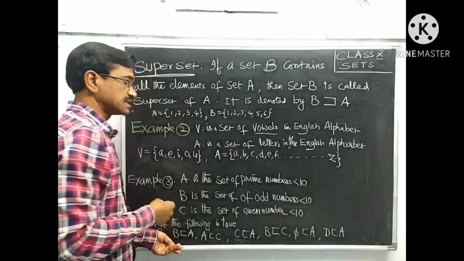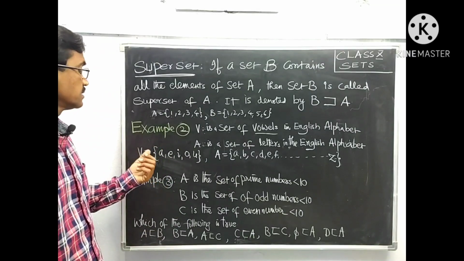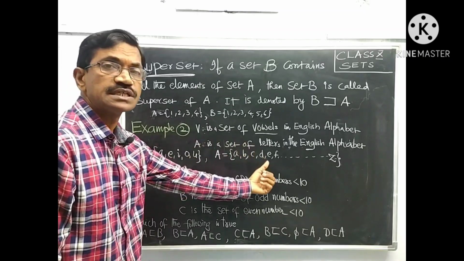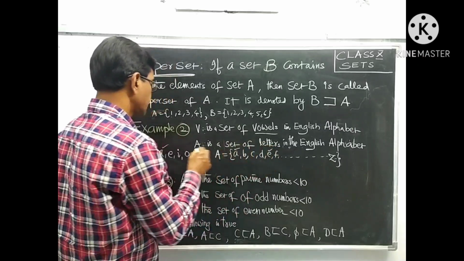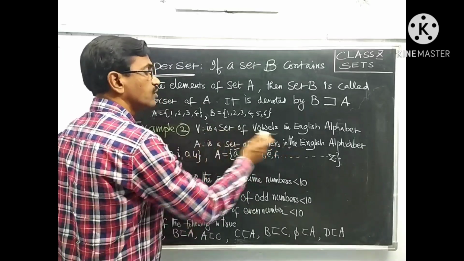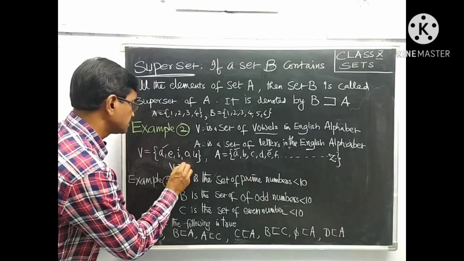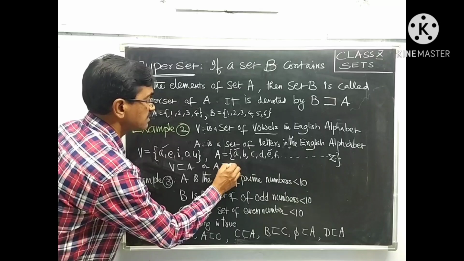So, all 26 letters. Every element of set V, that means A, E, I, O, U, also belongs to this set. Here is A, here also A; E is there. Similarly, I, O, U are also there. Therefore, V is called a subset of A, or A is called a superset of V.